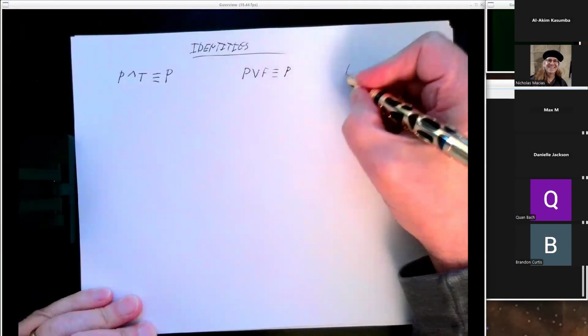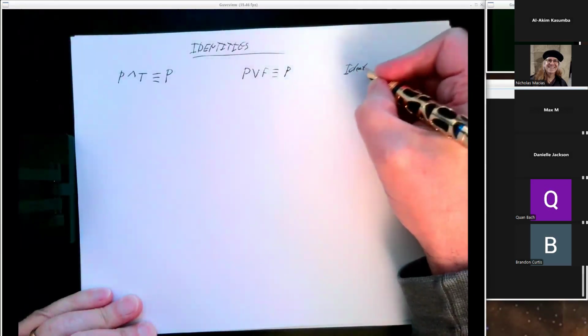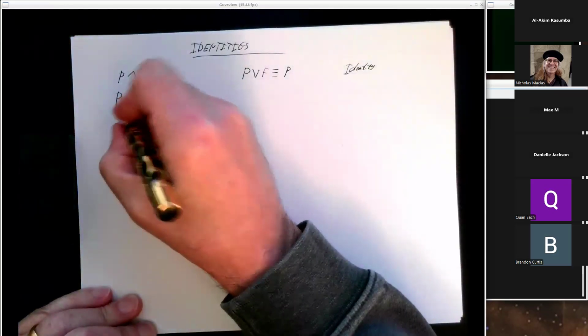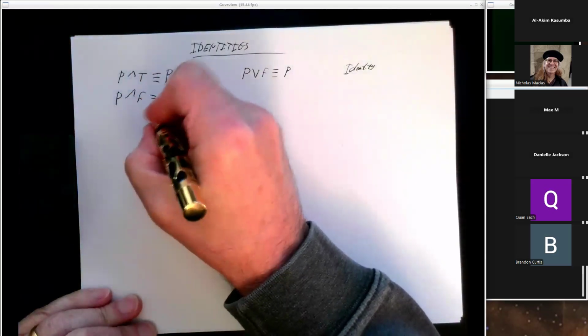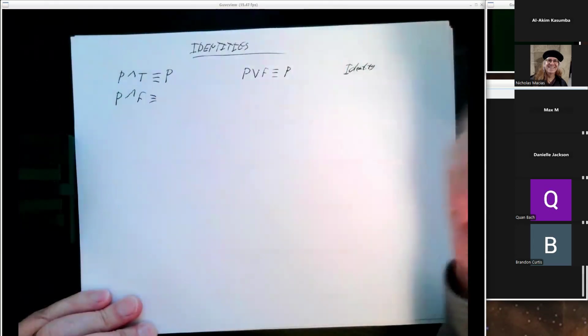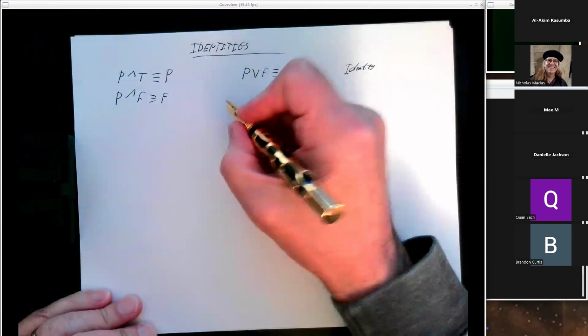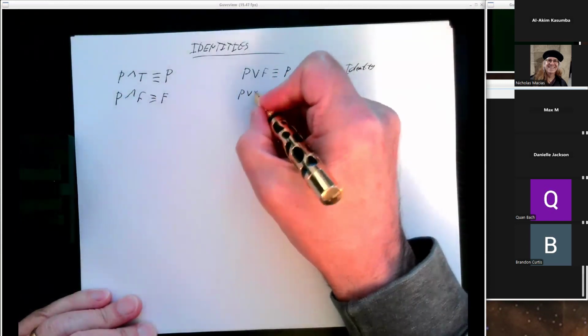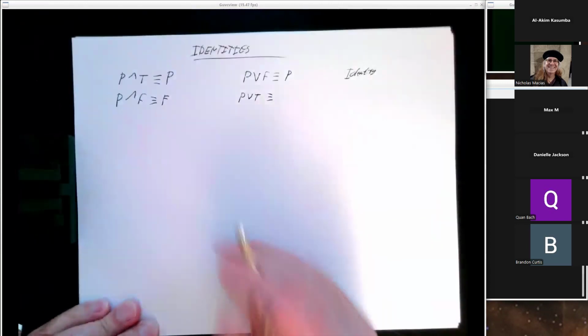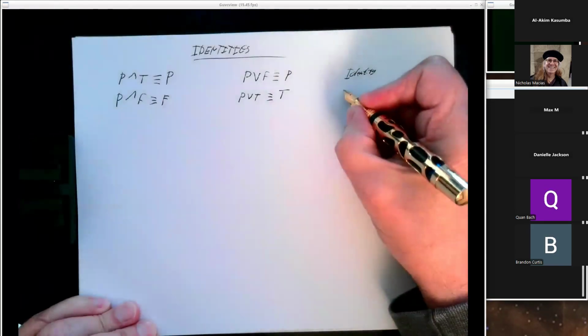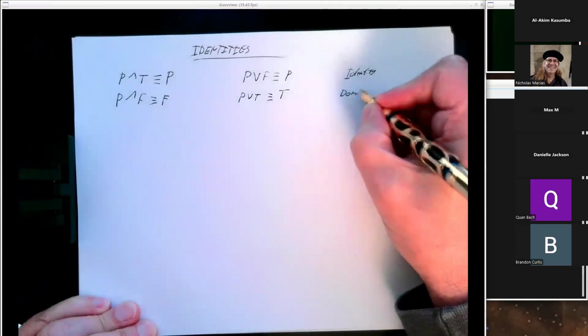And this is called the identity property. If we do P and with false, well, false is never true. So this is equivalent to false. And if we do P or true, well, true is always true. So this is logically equivalent to true. And that's called domination.